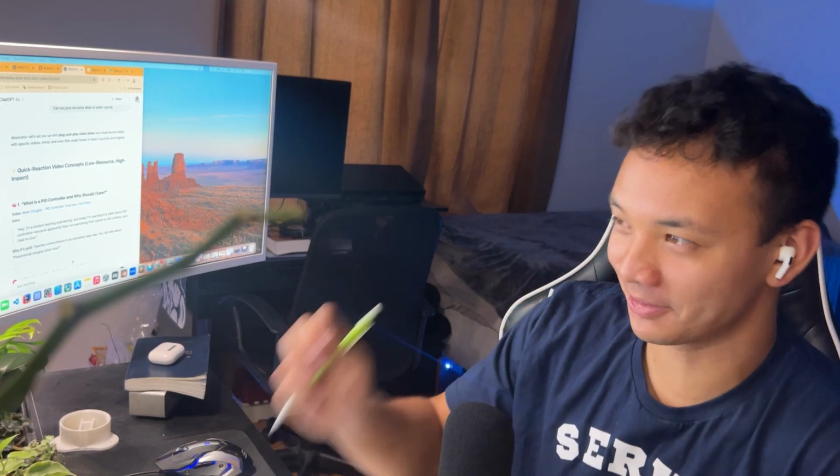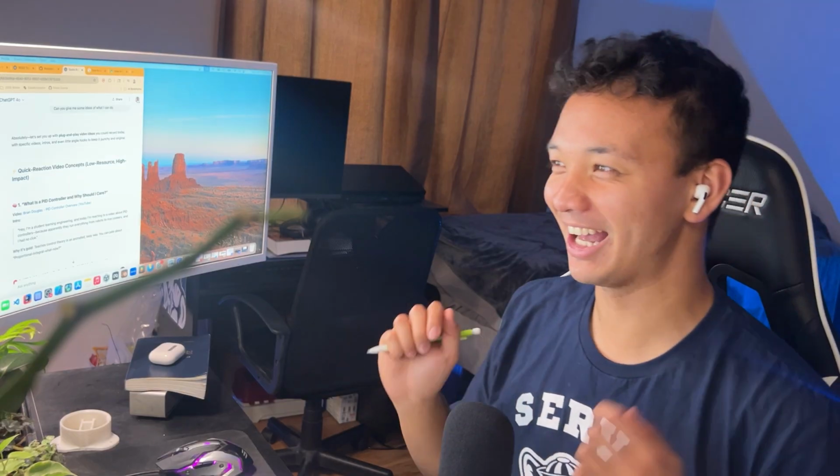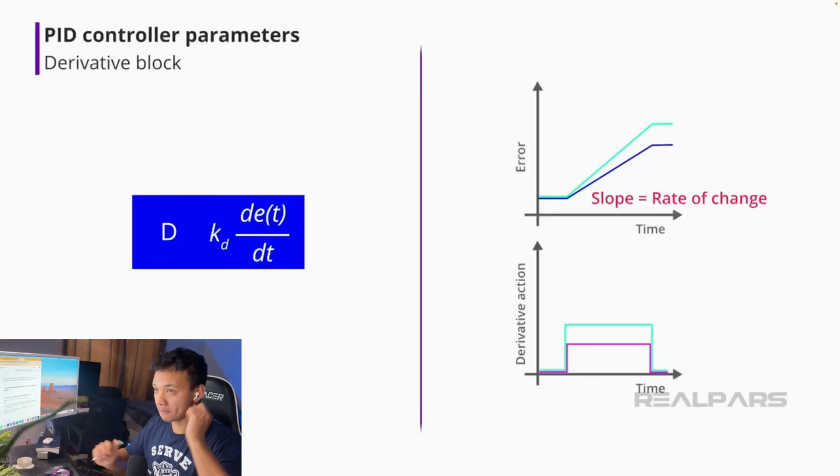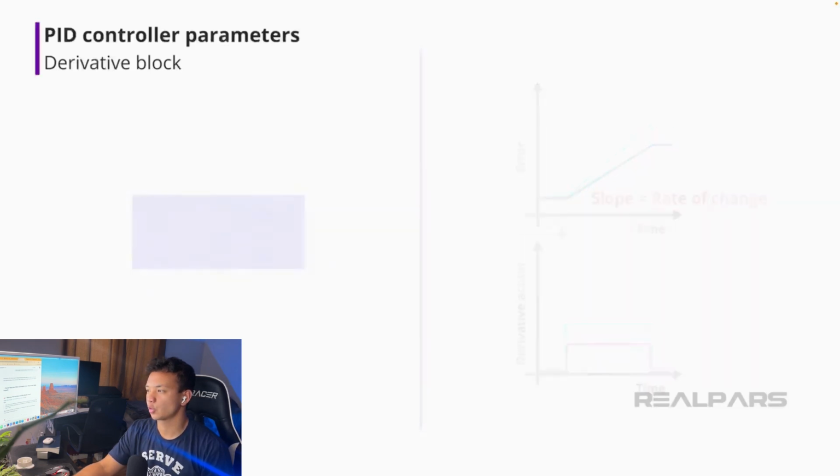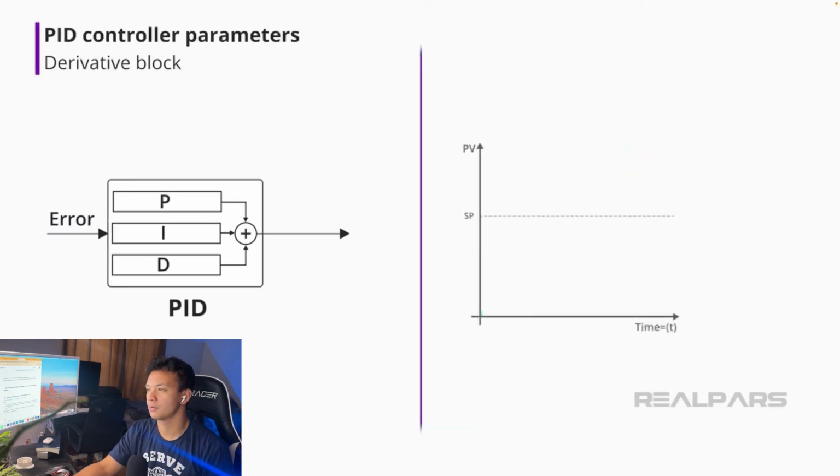Derivative control looks ahead to see what the error will be in the future and contributes to the controller output accordingly.